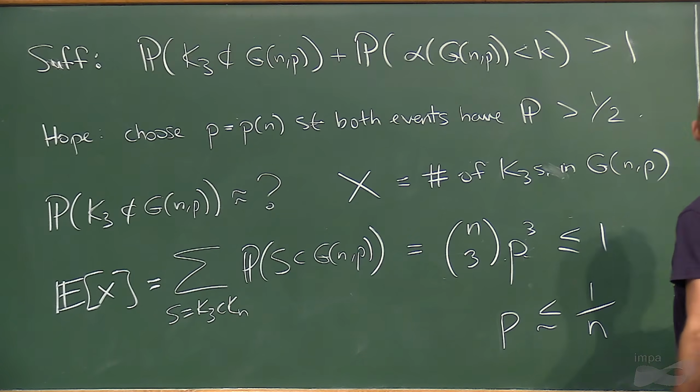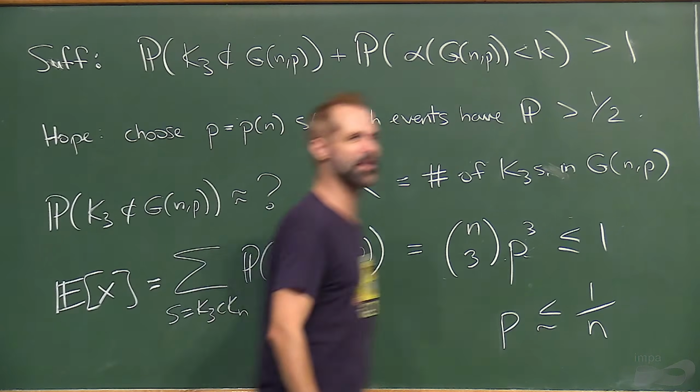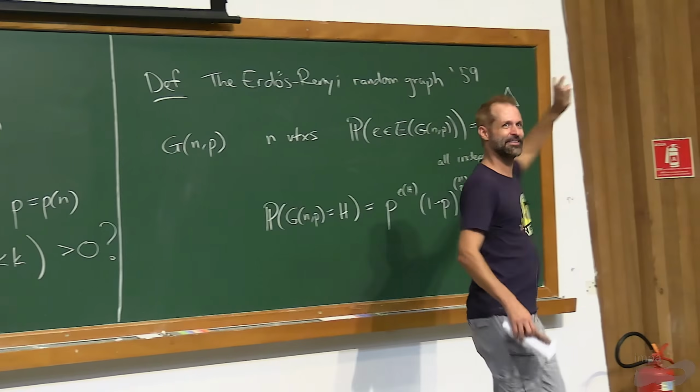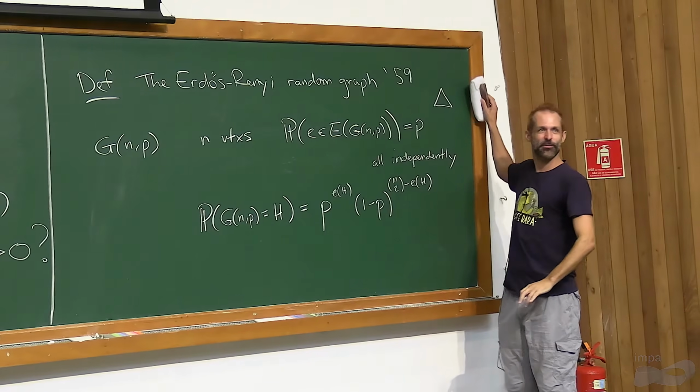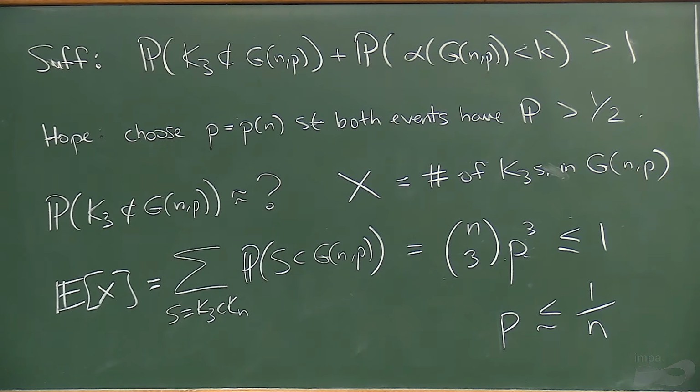I guess I'm going to come over here. Oh, can I erase the definition of G(n,p)? Are we happy with it? Unless someone complains, then I'm going to start erasing. No one is complaining. Okay.